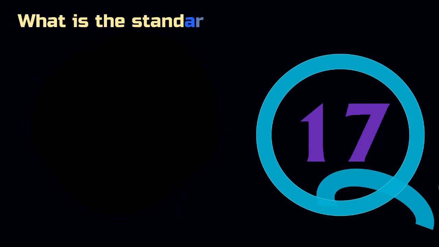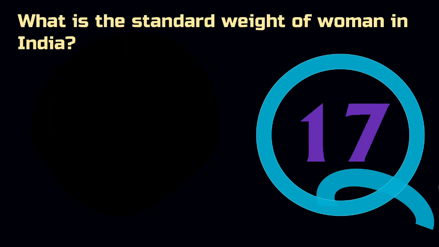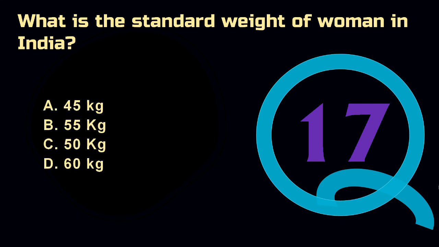Next question is, what is the standard weight of women in India? 45 kgs, 55 kgs, 50 kgs and option D, 60 kgs. The average stature of Indian women is 153.2 cm in height and weight of 55.1 kgs, which can be plus or minus 2 kgs. So the correct answer to this question is 55 kgs is the standard weight of women in India.